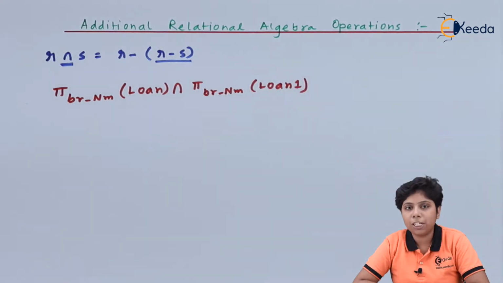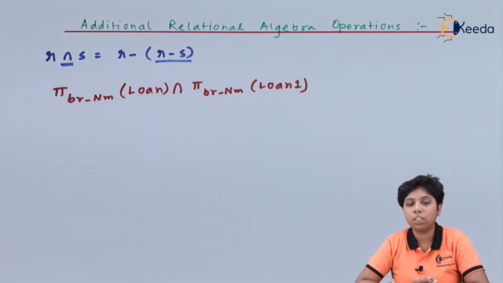Here we have two relations, loan and loan1, and both of them have the branch name attribute. By intersecting these two relations on the branch name attribute, we can get the common values of branch name that exist in both the loan and loan1 relations. Say suppose the loan relation has Tyler, Watson and Perry, and loan1 has only Tyler and Perry. Then the result of this set intersection will be Tyler and Perry.